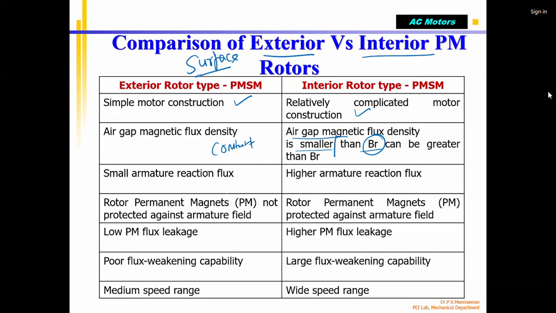Then the armature reaction flux is small, because the magnetic flux is distributed smoothly. In the surface mounted case, the magnetic flux is distributed in the air gap smoothly between the armature rotor and the stator coil, so the armature reaction flux will be very small. Here the armature reaction flux is higher. Then the rotor permanent magnet is not protected against the armature field.